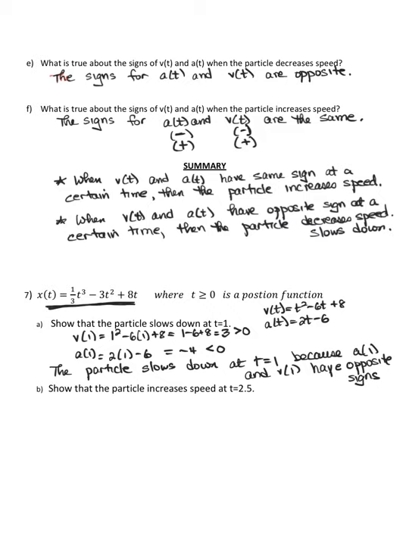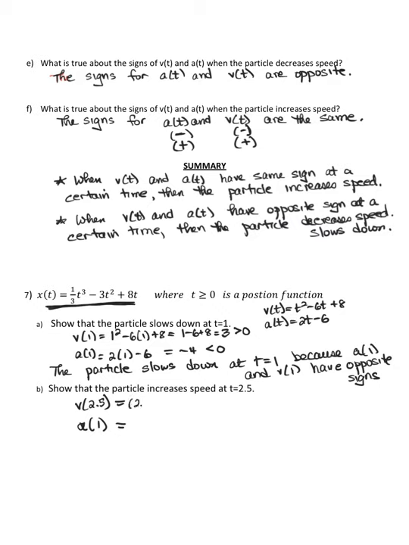Okay, similarly, we could show part B by substituting 2.5 into our velocity and acceleration. And if we could possibly compute these and figure out just the sign, we don't have to get down to the number. We just have to see if our answer is positive or negative.